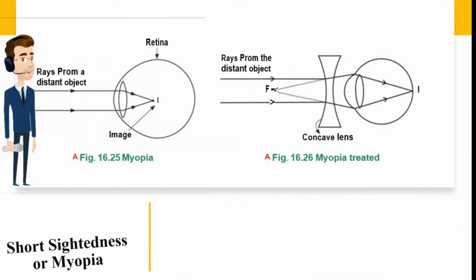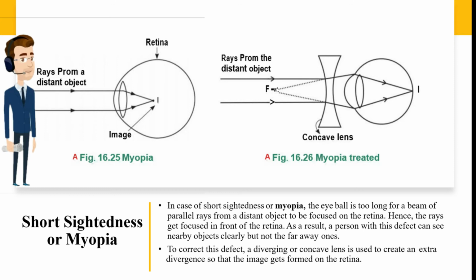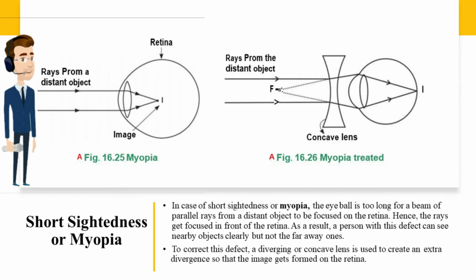Short-sightedness or myopia. In case of short-sightedness or myopia, the eyeball is too long for a beam of parallel rays from a distant object to be focused on the retina. Hence, the rays get focused in front of the retina. As a result, a person with this defect can see nearby objects clearly but not the faraway ones. To correct this defect, a diverging or concave lens is used to create an extra divergence so that the image gets formed on the retina.